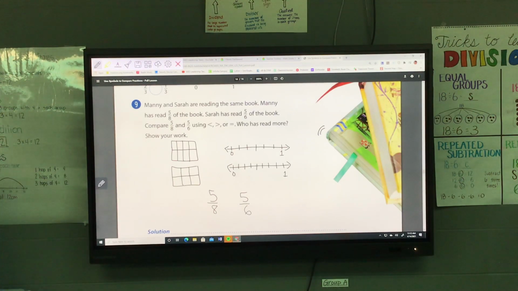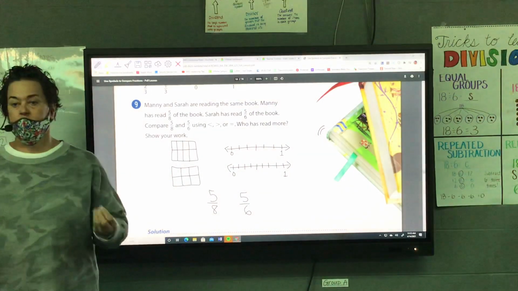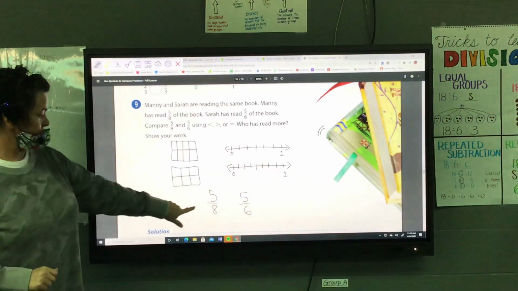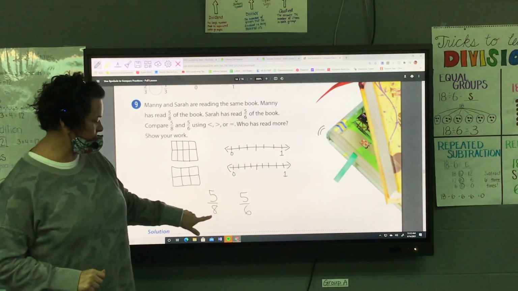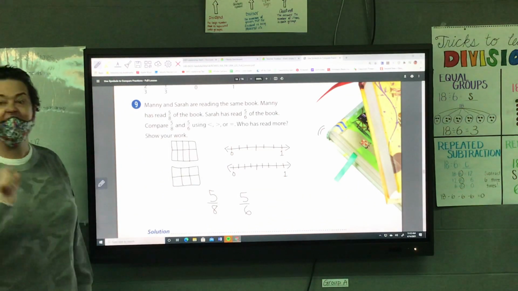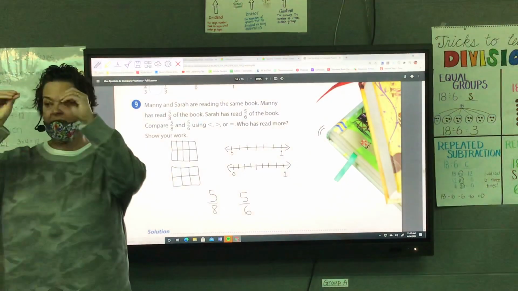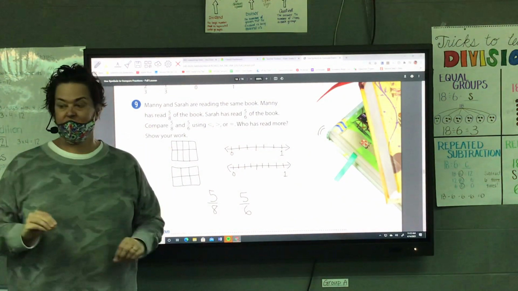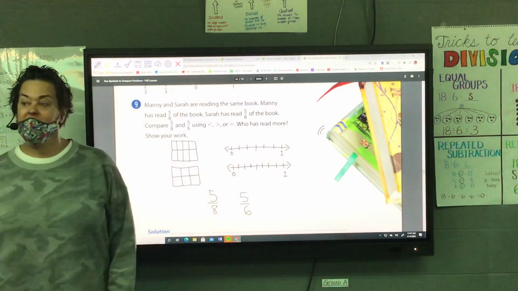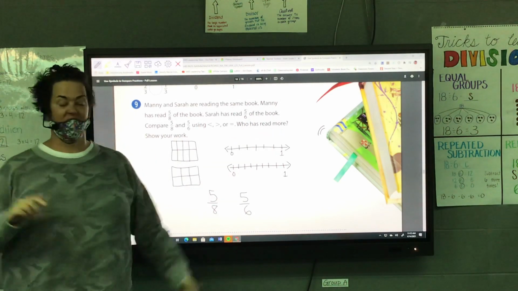Okay, let me show you a quick trick. When your denominators are different, but your numerators are the same, which one's going to have bigger pieces? The 8 or the 6? The 6 is. So if the numerators are the same, but the denominators are different, you're going to go with the one that has the smaller denominator because those pieces are bigger.